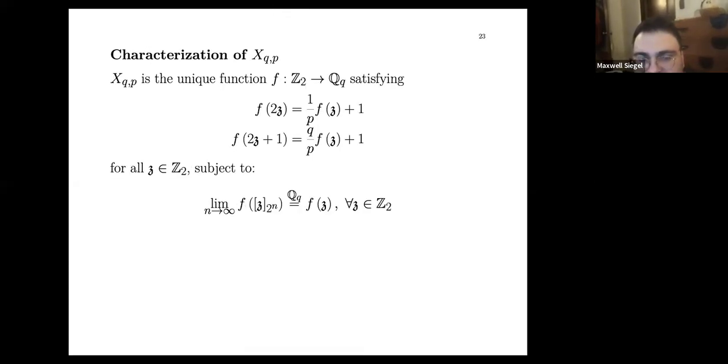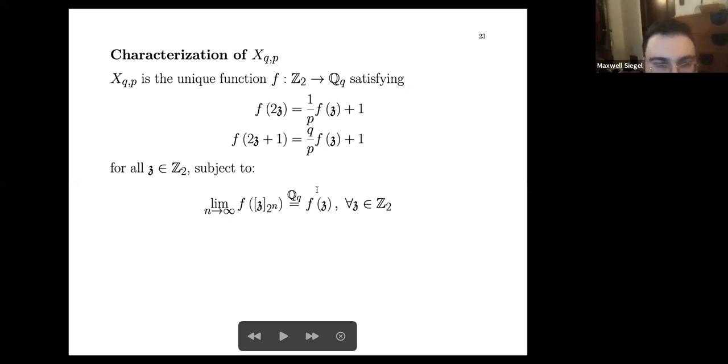And so we can now characterize X_{q,p} like so. And in fact, using these, it's the unique function satisfying these functional equations subject to the rising continuity condition here, meaning that the value of f of z mod 2 to the n converges q-adically to f of z as n goes to infinity.